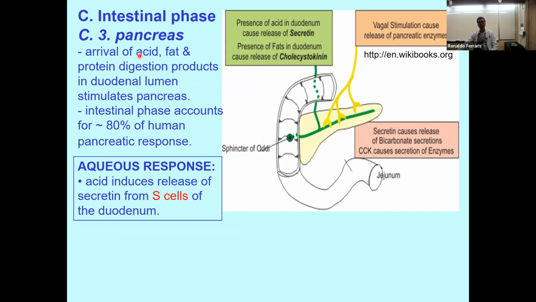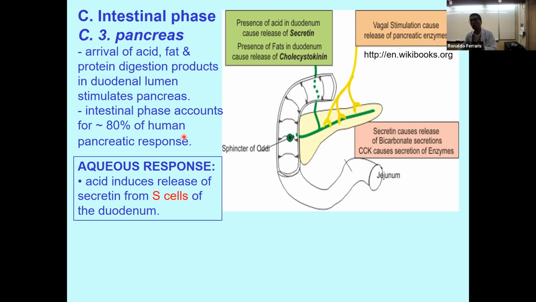So what about the pancreas in the intestinal phase? So this is your stomach, this is your pancreas, this is your duodenal lumen, this is your sphincter of Oddi. So the presence of acid in the duodenal lumen releases secretin. We just talked about that. The presence of fats would stimulate I cells, releasing CCK, and CCK would stimulate secretion of enzymes via the acinar cells and via ACH. Here, vagal stimulation. Secretin causes release of bicarbonate secretions.